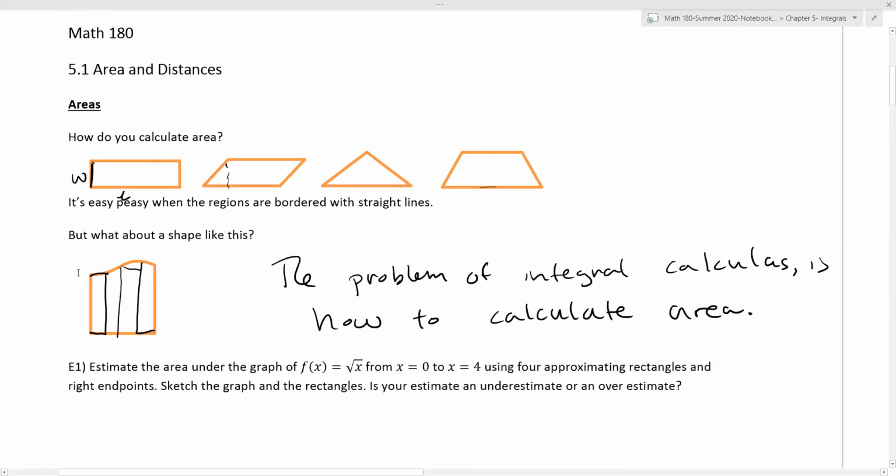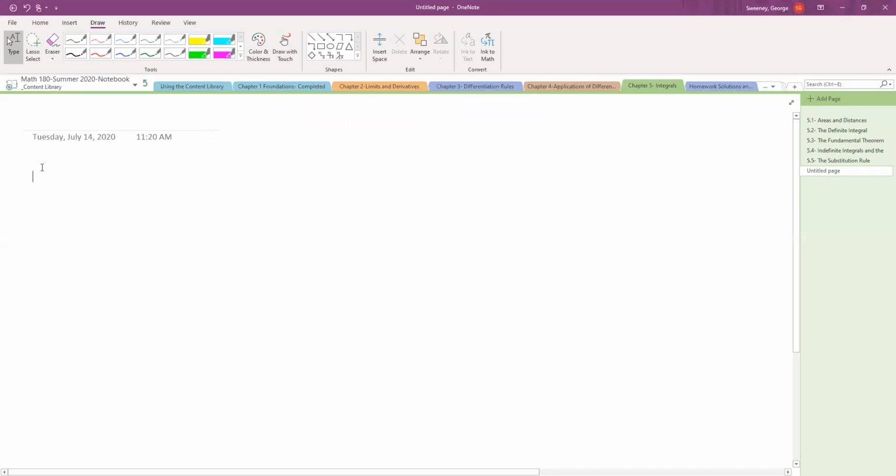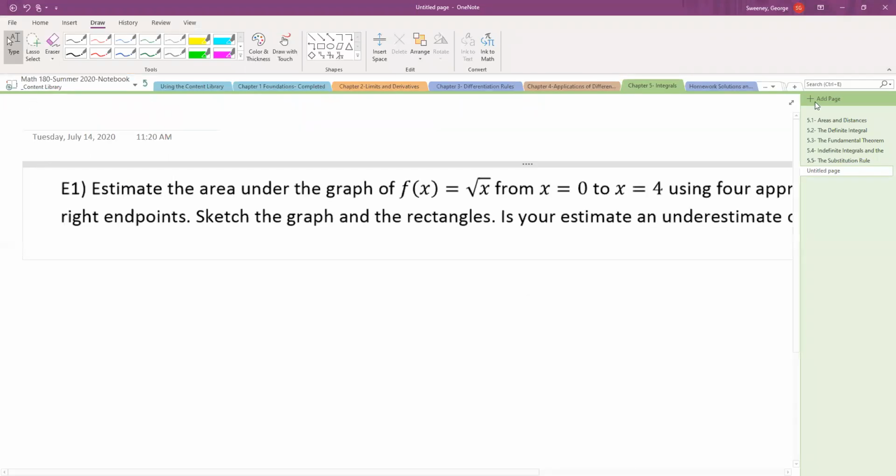So what I'm going to do first is move away from this because I'm going to need a bigger sheet of paper. We're going to do this first question: estimate the area of f of x equals the square root of x from 0 to 4. So I'll take my little snipping tool and go into a different page, so we can get a little more space, because we're going to need more space than we have right now.